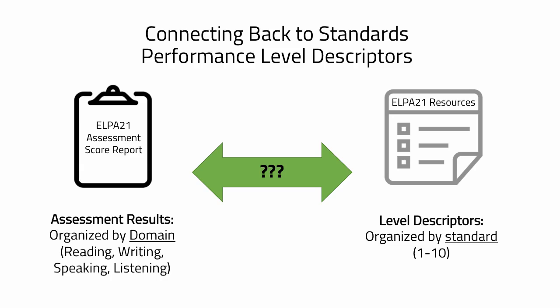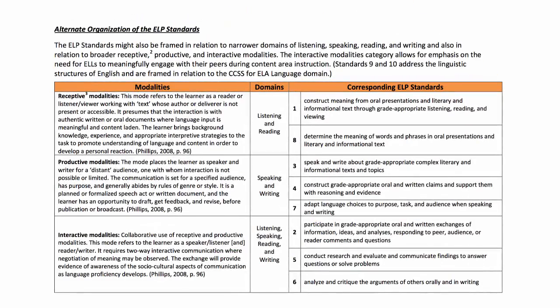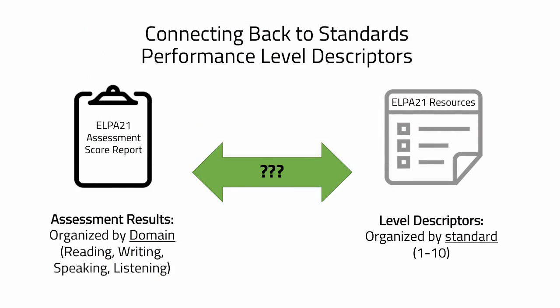One way to figure this out is to review the standards and select those that pertain to each domain as you are interpreting your students' results and planning classroom instruction. Or you can consult the alternate organization of the ELP standards by modality and domain on page 5 of the standards document. But these methods can be time-consuming when you're thinking about several domains and various performance levels. To help make this translation process a little easier for you, we want to share a resource called the Achievement Level Indicators, or the ALIs, which reorganize the ELP standards by domain.